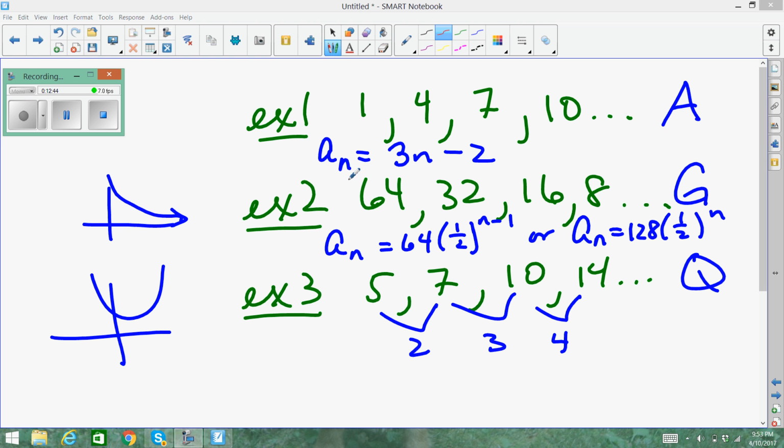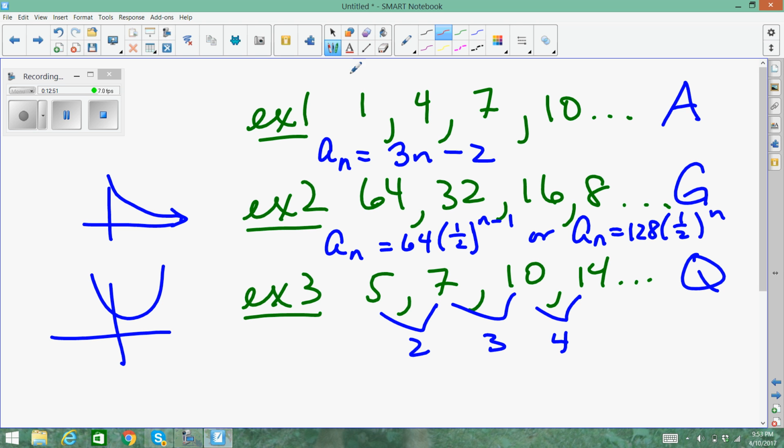So here is our explicit rule for our arithmetic. Remember, we find the common difference. That's our slope. And then we go back and find our a sub 0 term, which is subtract 3 from that. And so 1 minus 3 is -2. And for our geometric, we can either use a sub 1 and to the n minus 1, or we can use a sub 0, which if we're dividing going this way, we will multiply by 2 going this way. We got 128 times 1/2 to the n.